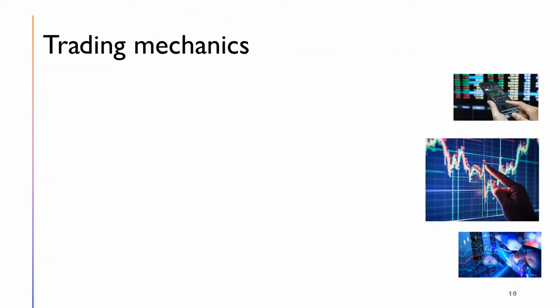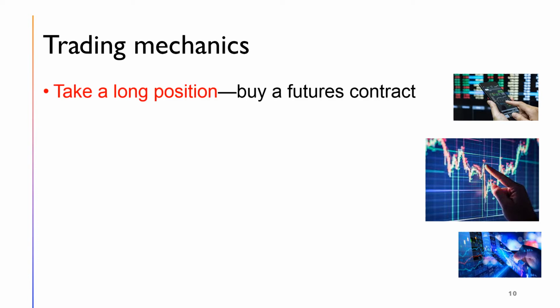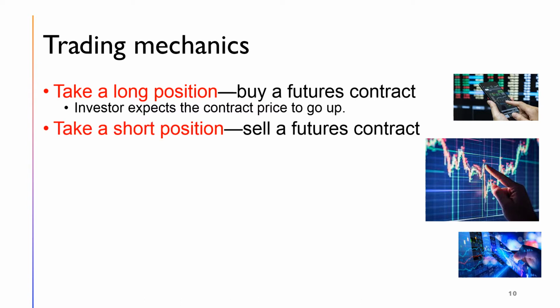Let's learn some basic futures trading mechanics. If investors believe that prices will increase, they will take a long position, that is, buy a futures contract. Conversely, investors who expect a price decline will take a short position by selling a futures contract. Take note that investors need not take delivery of the underlying asset.